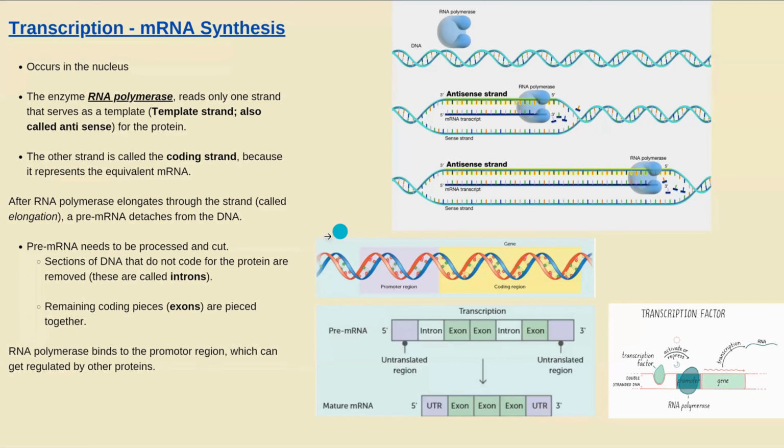The mRNA needs to be processed. So that crude transcript that just finished is actually referred to as pre-mRNA. But before it's used by the ribosome, it needs to be cleaned up. There are some areas that you really don't need to create a protein. These areas that need to be spliced out or removed are referred to as introns.